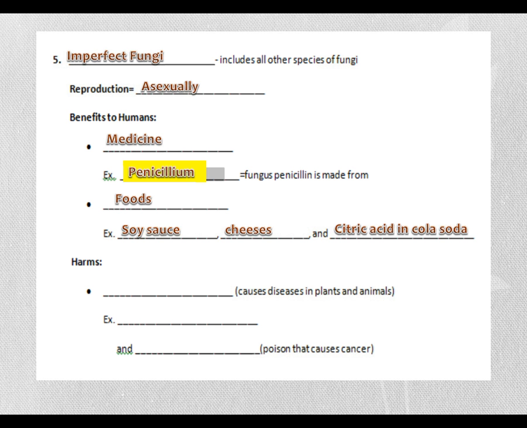All right. Even though it benefits us in great ways, like medicine, and adding taste and flavor and giving us a variety of things that we can enjoy in our diet, it also has some harms to us. It's parasitic, so it can cause diseases in plants and animals. It can help us with cures, but it also can cause diseases. For example, athlete's foot. That's a fungus. I didn't put a line for this, but ringworm is also a fungus.